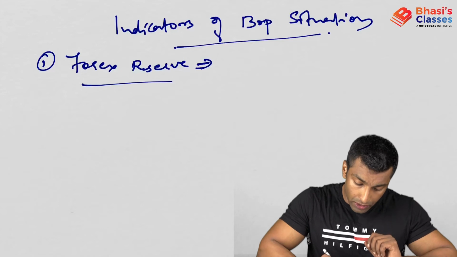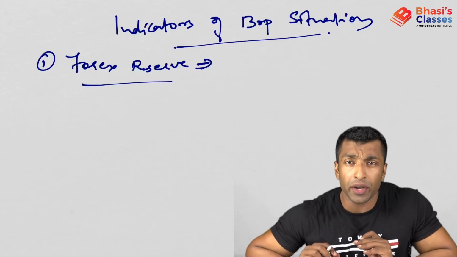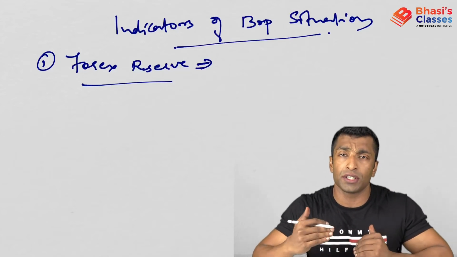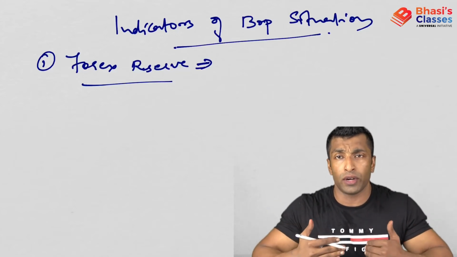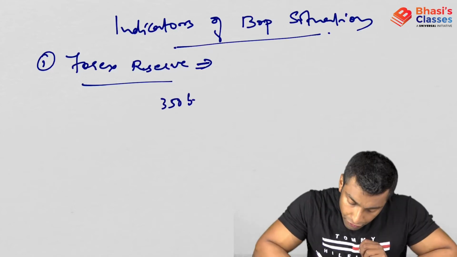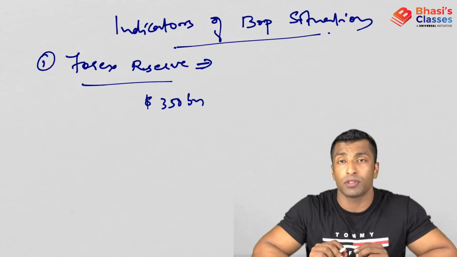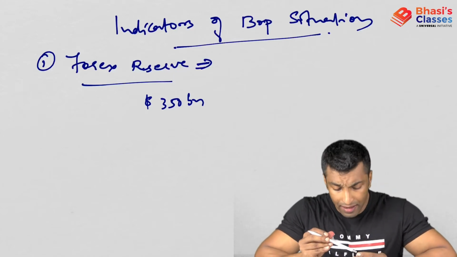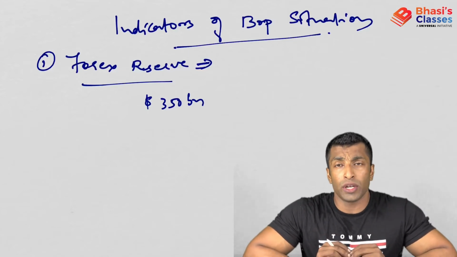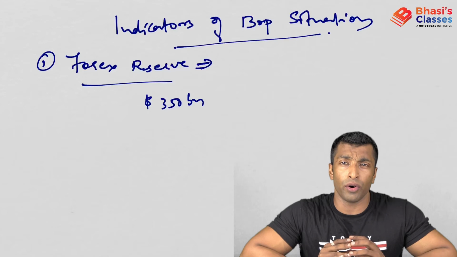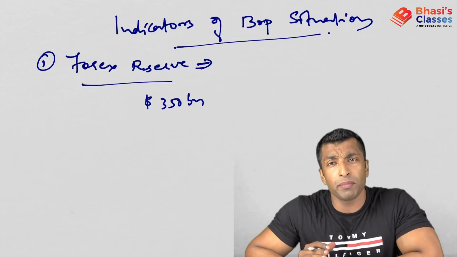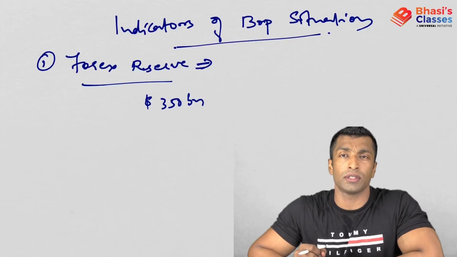So when we talk about forex reserve, it is not required for you to remember exactly what the forex reserve is. A rough idea is enough, because it changes on a daily basis. The inflow and outflow of forex change daily. So if it is, let's say, $350 billion, it will keep on changing, so you don't need to remember this number. Now the question is, is this enough, or what is the adequate forex required? Is 300 billion enough, or 250 billion, or is 400 billion required?